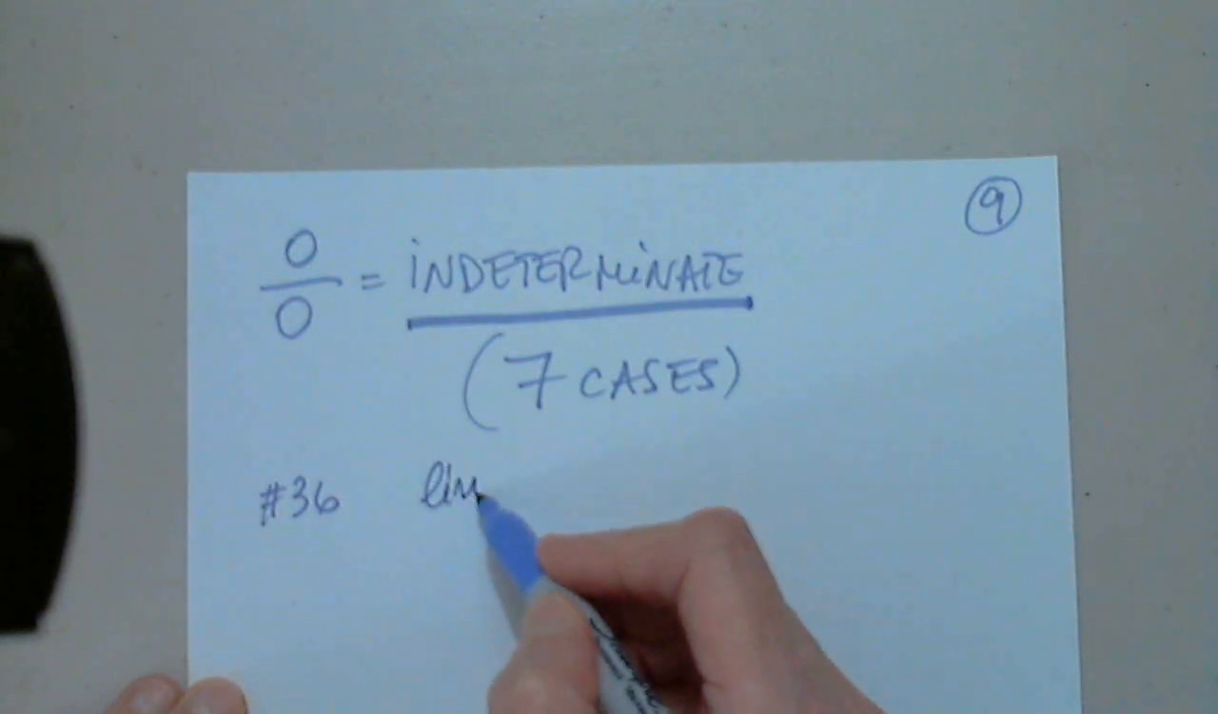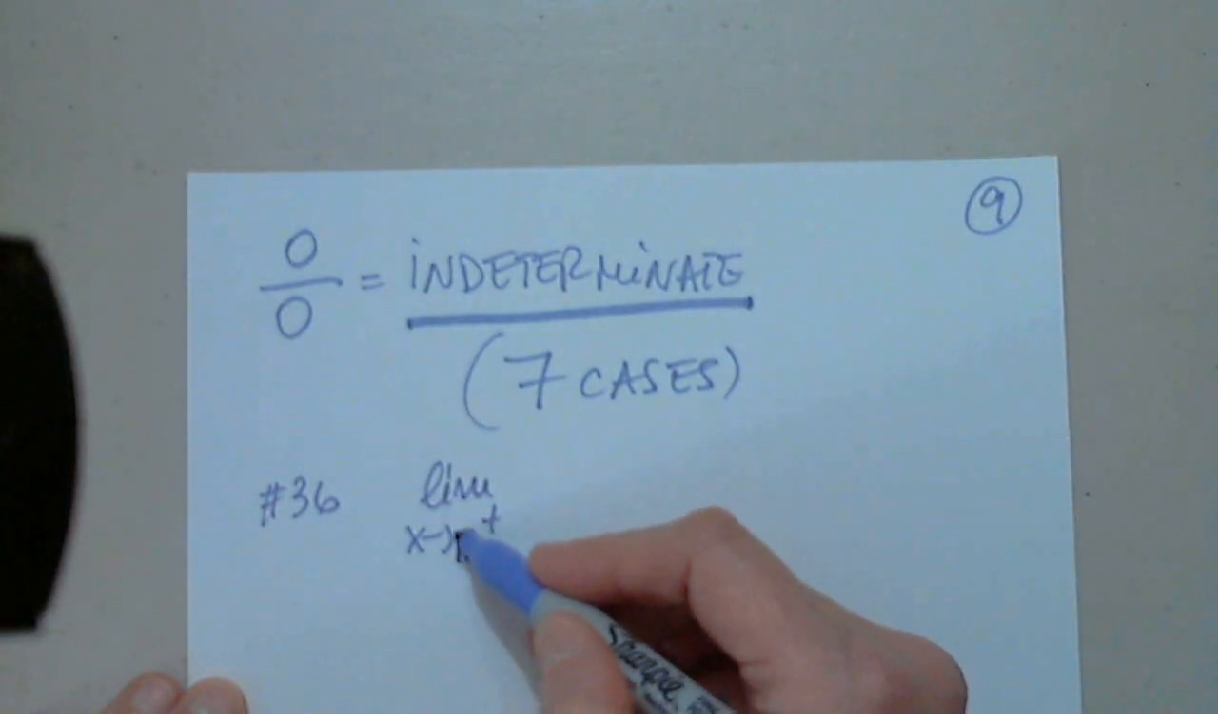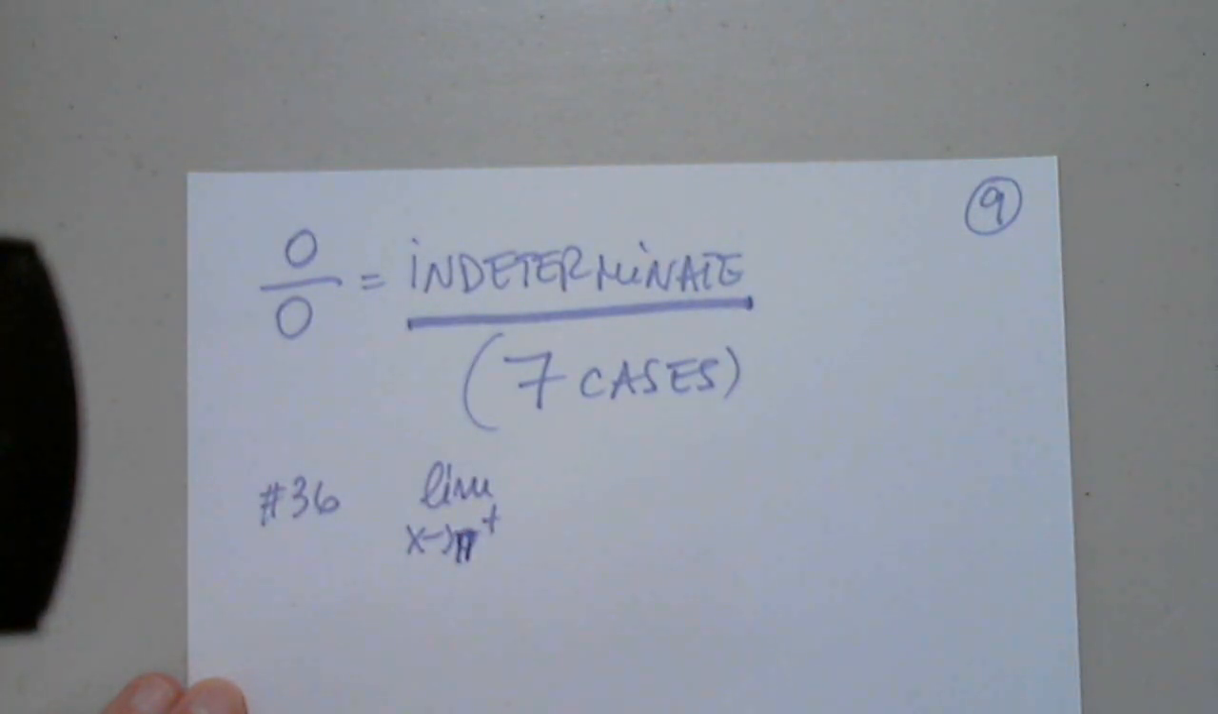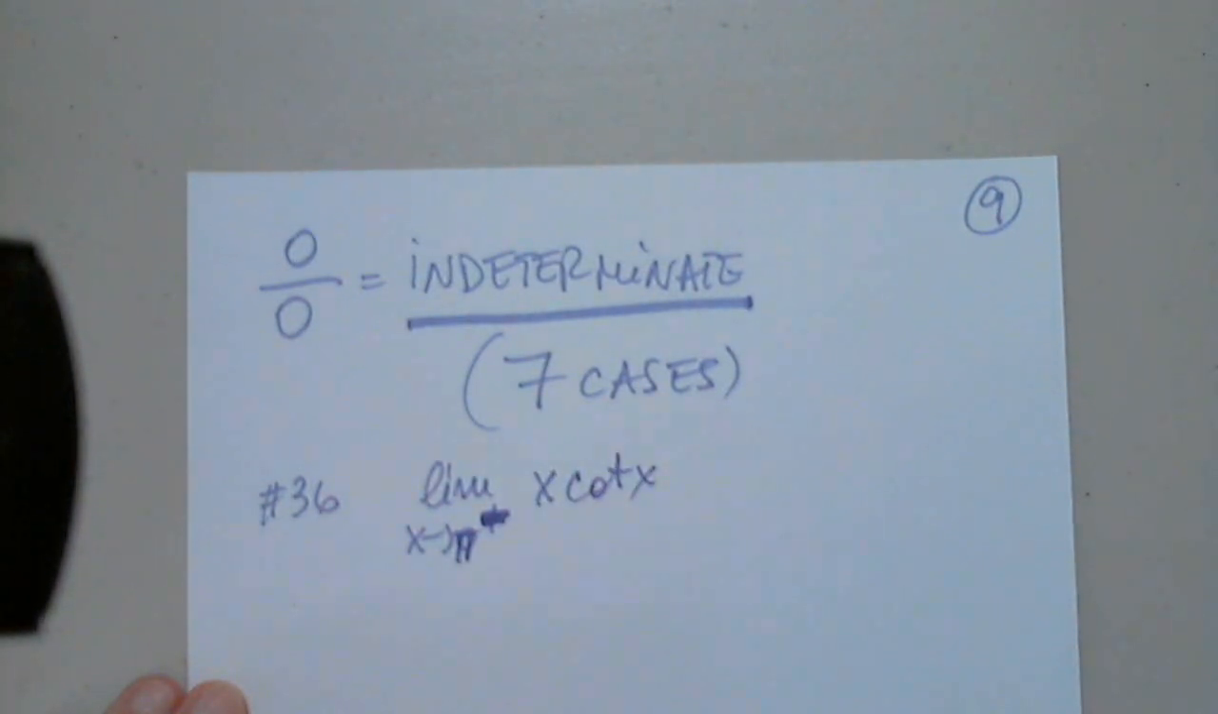So limit as x approaches pi from the left. Okay, did you say 35 or 36? 36. Okay, perfect. So this is x cotangent x. Good. So x approaches pi from the left. Awesome.